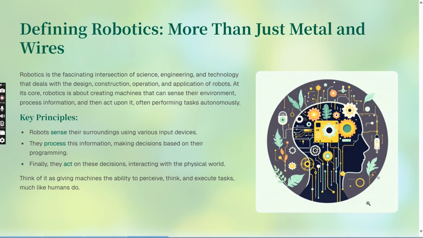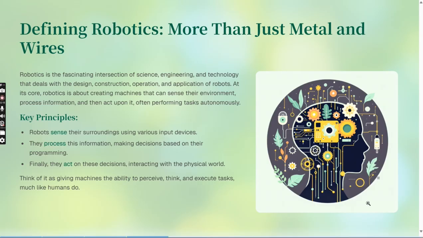Now, defining a robot. What is the definition? What does robotics mean? Robotics is a fascinating intersection of science, engineering, and technology that deals with the design, construction, operation, and application of robots. At its core, robotics is about creating machines that can sense their environment, process information, and then act upon it, often performing tasks autonomously.